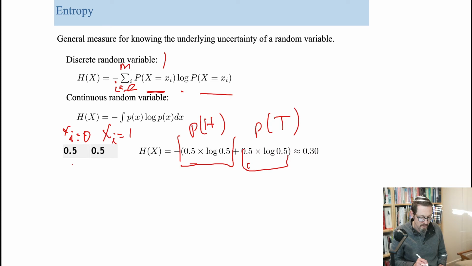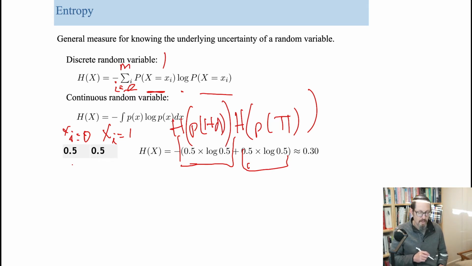We calculate the H. I shouldn't have used H for heads there. So the entropy of heads and the entropy of tails are the same because they're 50-50, and that gets us an answer for how much entropy is in that discrete random variable.